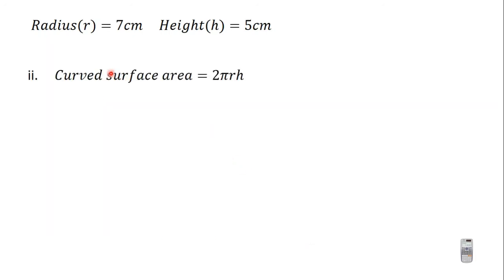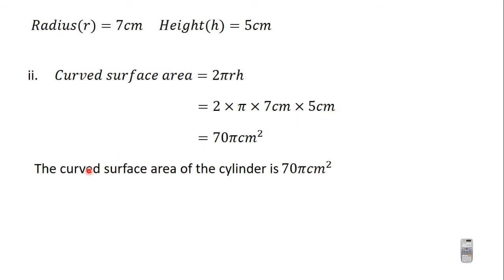The question also said that you should find the curved surface area, and we have just found out that the formula is 2 pi rh. So this will give us 2 times pi times 7 centimeters times 5 centimeters. We are leaving our answer in pi. So we have 2 times 7 times 5, which is 70, times pi. So you have 70 pi centimeters squared, since we have centimeters times centimeters. So the curved surface area of the cylinder is 70 pi centimeters squared.